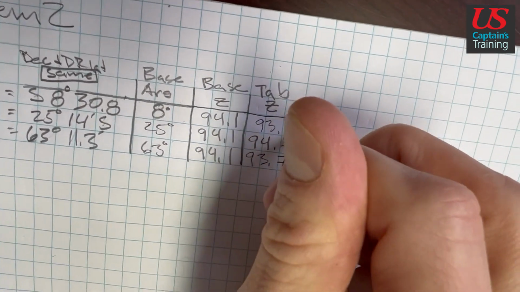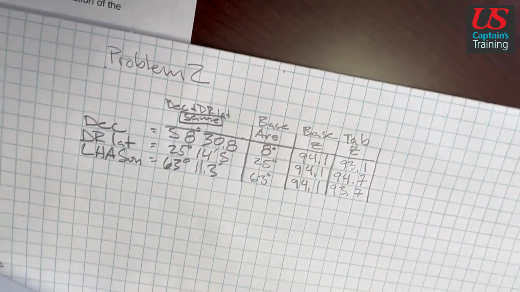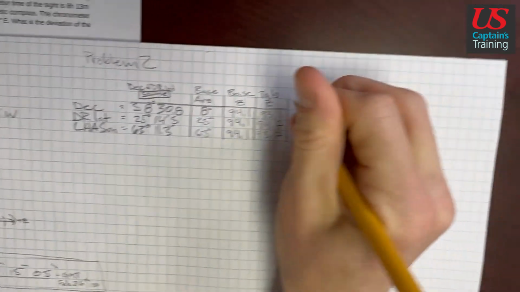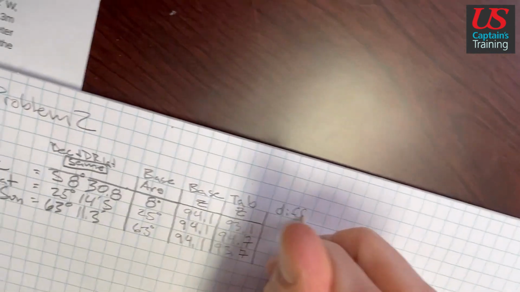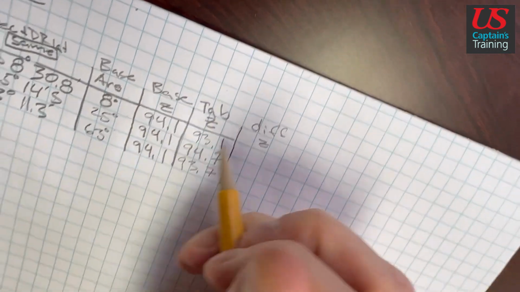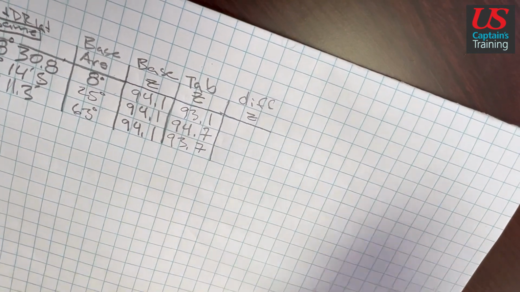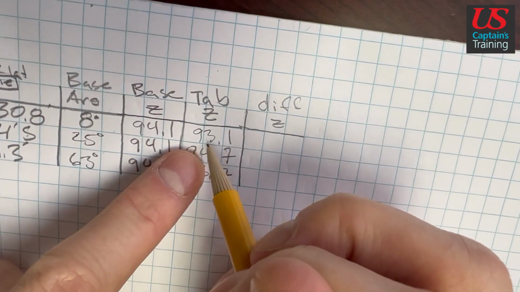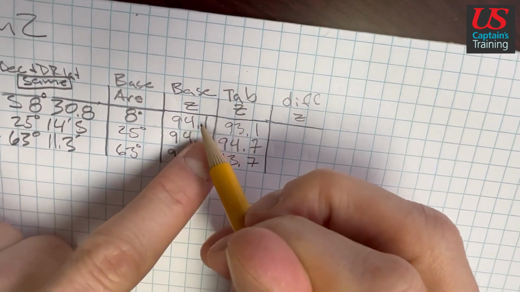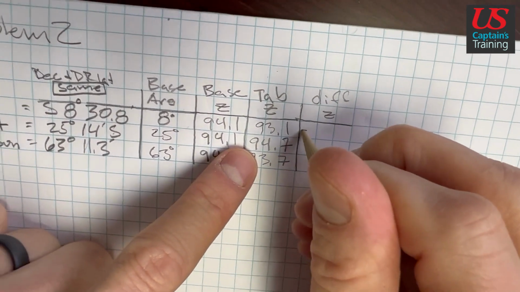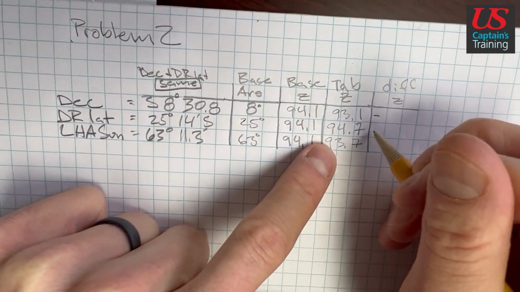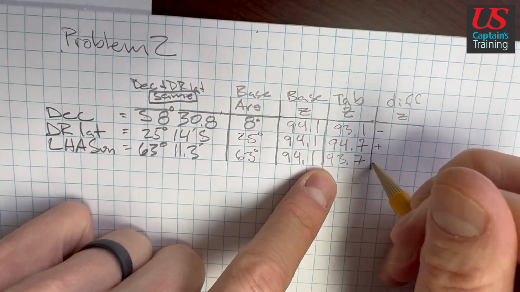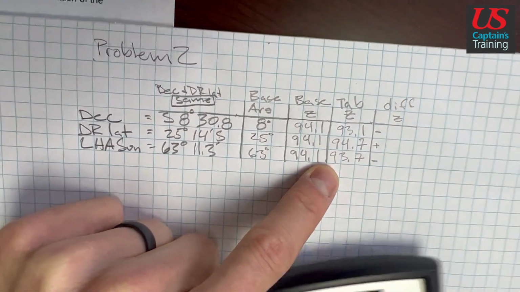Good. Now we need to figure out the difference between these two. So now we figure out the difference in the angle between the base and the tabulated. I always like to get if it's positive or minus. So if tab Z is less than the base, it's going to be minus. This one's plus because it's more. And this one is a little bit less, so it's minus. Just like to get those straight.